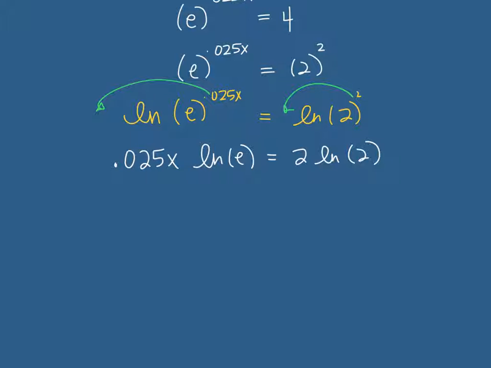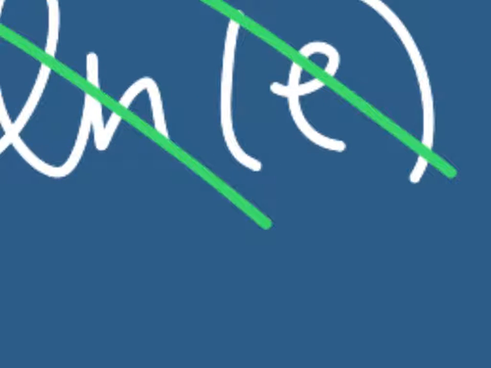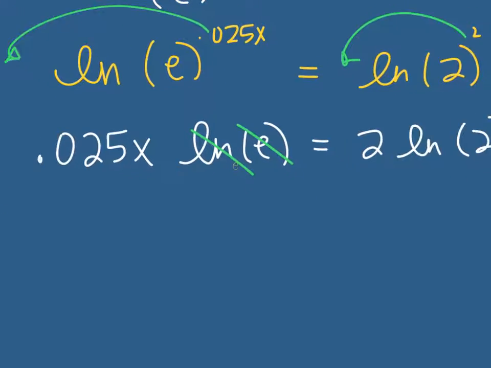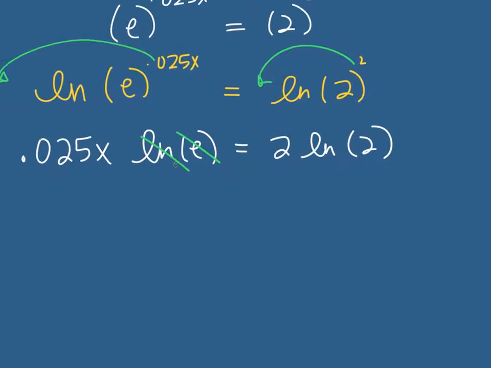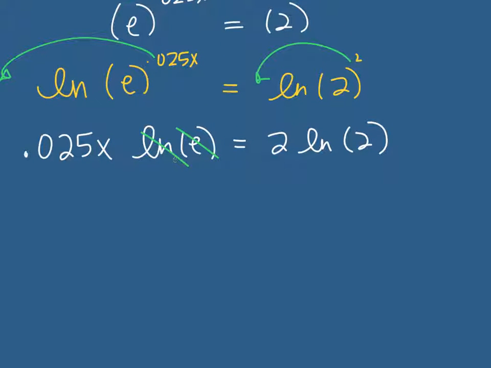The natural log and the e cancel out because, remember, there's an understood teeny tiny little e right there. We don't write it, but we understand that it's there. And so those cancel out. The other side doesn't, because the base e doesn't match the 2, so you just leave it. So we're left with 0.025x equal to 2 ln 2.